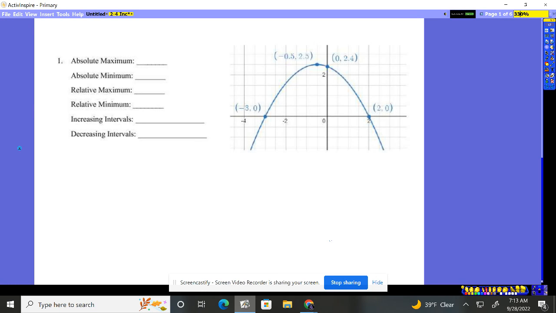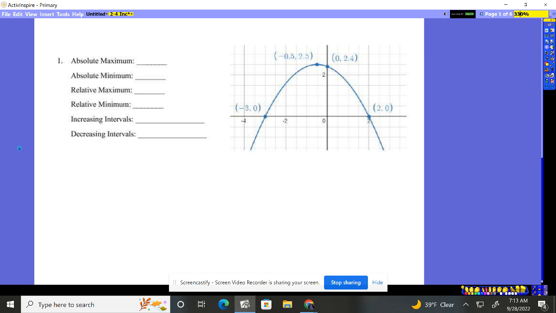Right, problem 1. We want to look at the absolute maximum, absolute minimum, and all these other things. Absolute means the highest in the entire graph. Is there a point on this graph that's at the highest point that there is? Do you see one? I do.